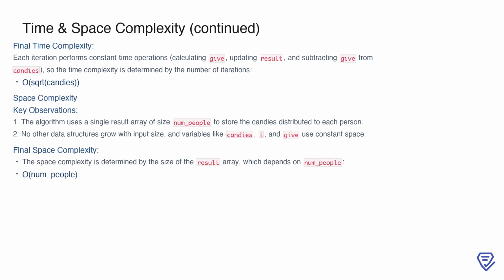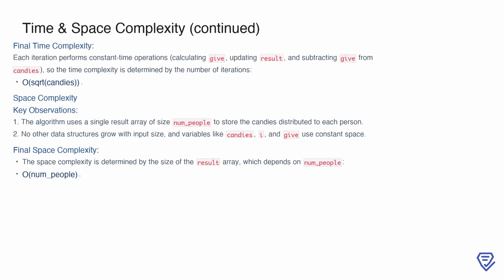Given that each iteration of the loop performs a fixed number of operations, like calculating the candies to distribute, updating the result array, and adjusting the remaining candies, the time complexity of the algorithm is determined entirely by the number of iterations. Since we've established that the number of iterations is proportional to the square root of the total candies, the overall time complexity of the solution is O(sqrt(candies)).